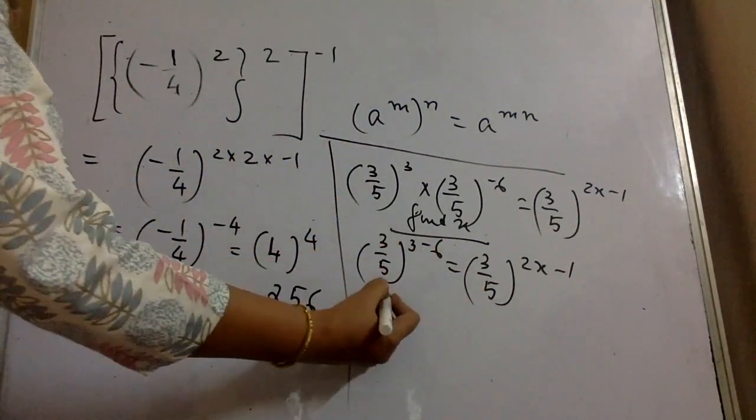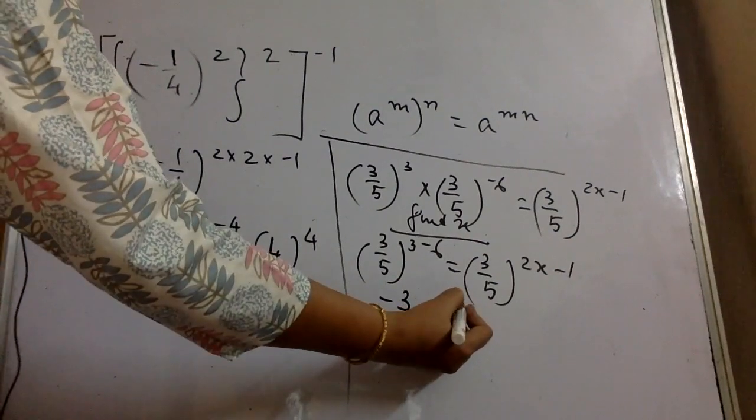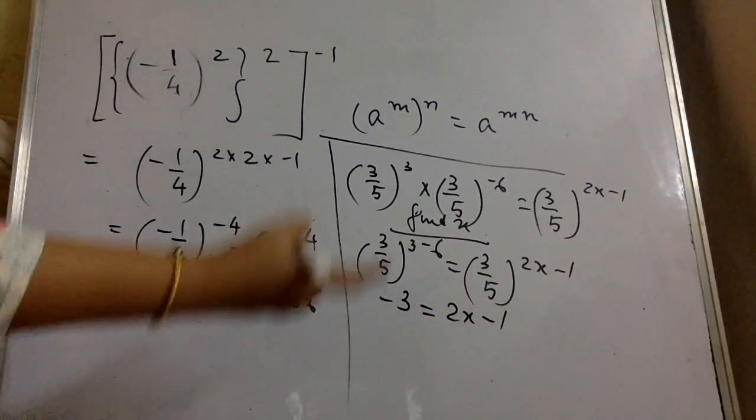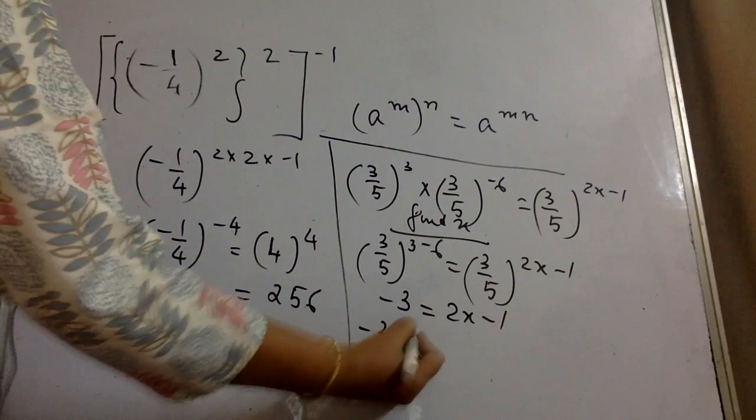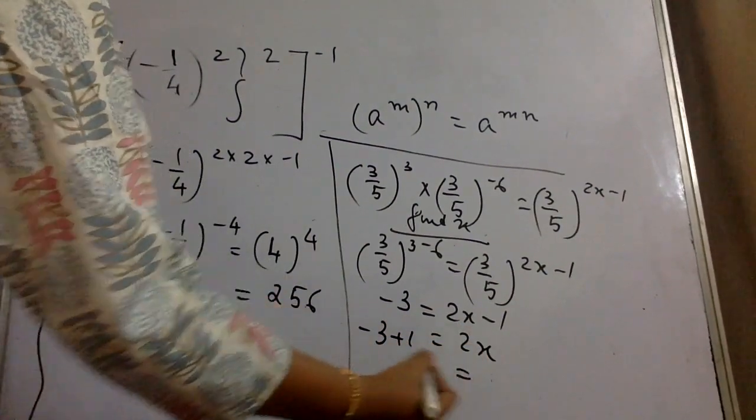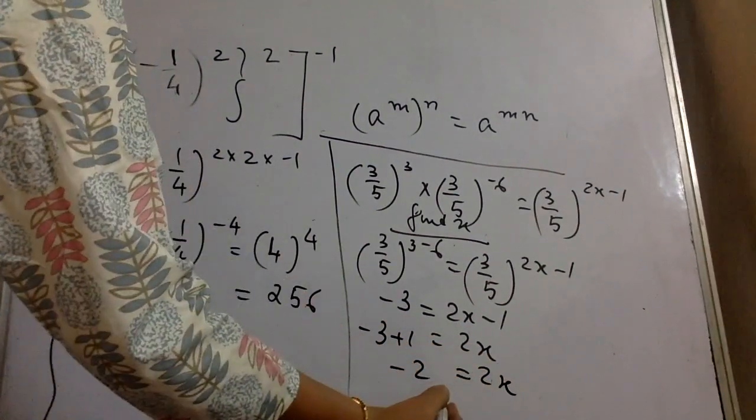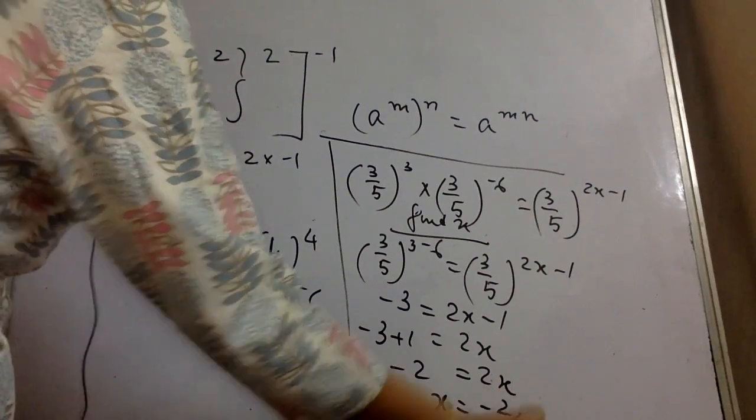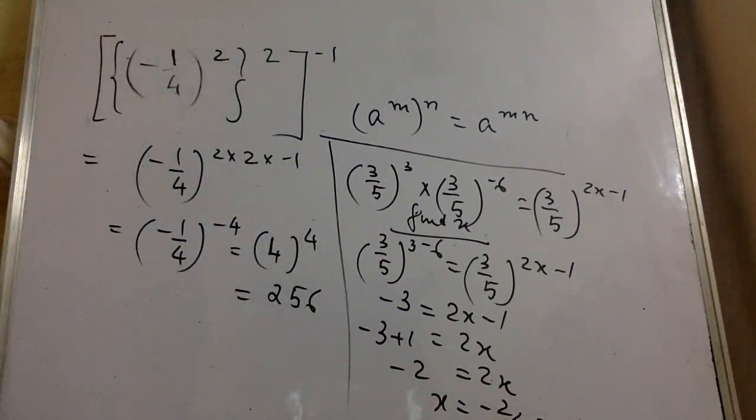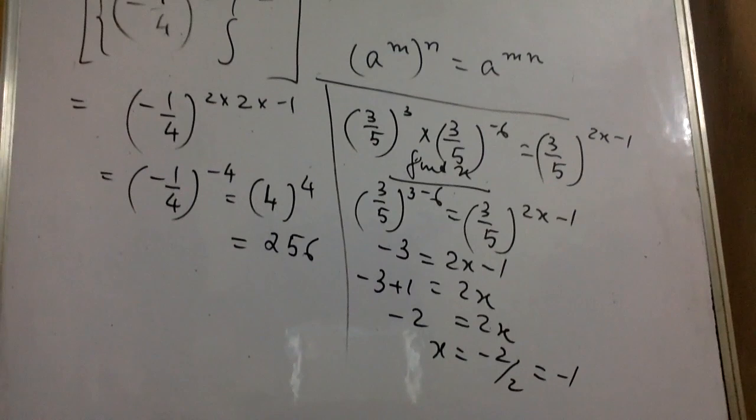This side 3 minus 6, that's a minus 3, equals 2x minus 1. Bring that minus 1 this side, it becomes a plus 1. This is minus 2, equals 2x. X is equal to minus 2 by 2, which is equal to minus 1. So we have our answer, x is equal to minus 1 for this sum. We'll do another sum.